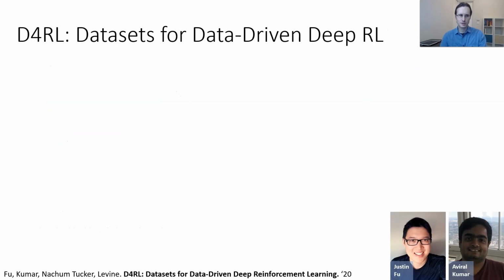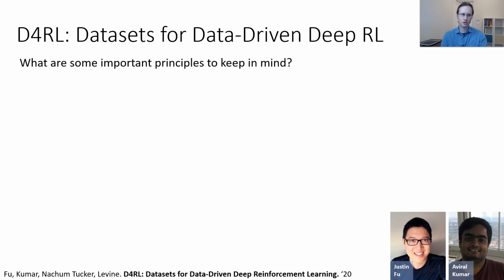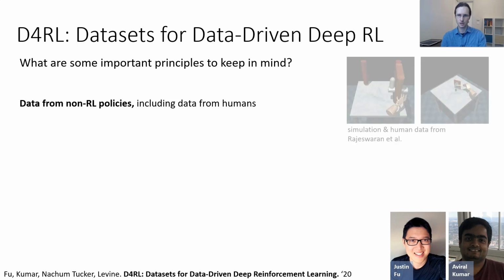To address this, we've developed a set of benchmarks called Datasets for Data-Driven Deep RL, or D4RL. This is work led by my students Justin Fu and Aviral Kumar. I would really highly recommend using these benchmarks because I think they evaluate the properties that really matter for offline reinforcement learning. And increasingly, D4RL is becoming a kind of de facto standard for evaluating offline RL methods. So what are some important principles to keep in mind for generating the data? One principle is that you should make sure to include data from non-RL policies, including data from humans.